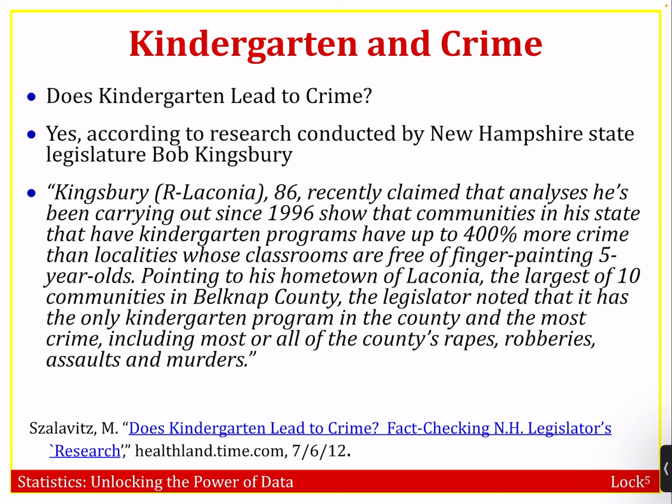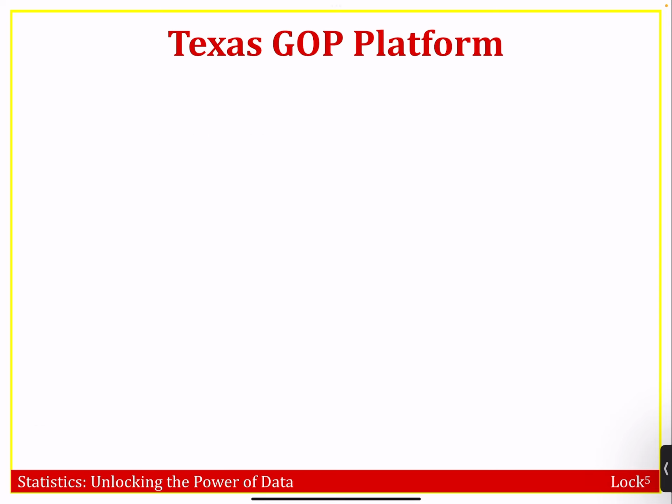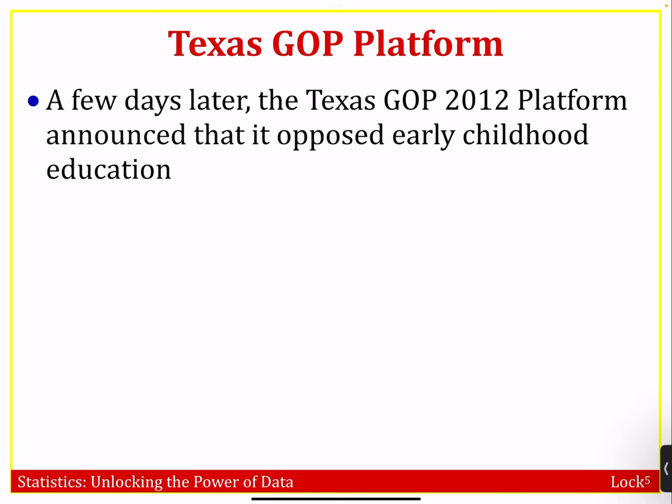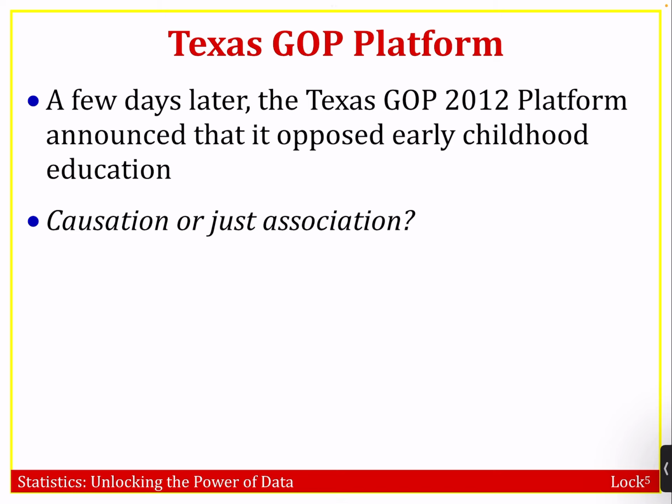That's actually in direct contrast to most educational research, yet a few days later, the Texas GOP platform announced that it opposed early childhood education because they understood association, or correlation, to be causal. This was an observational study, which cannot be used to infer causation.